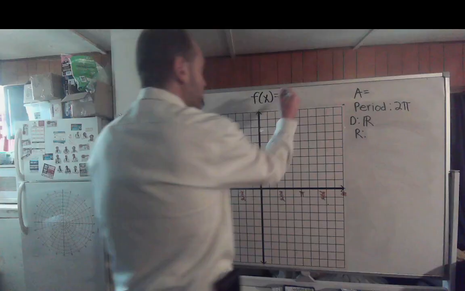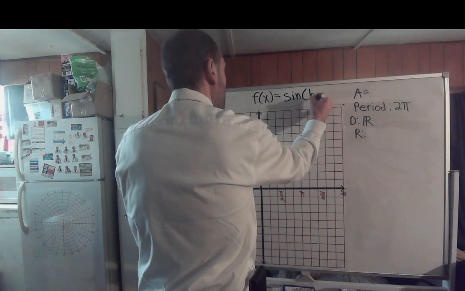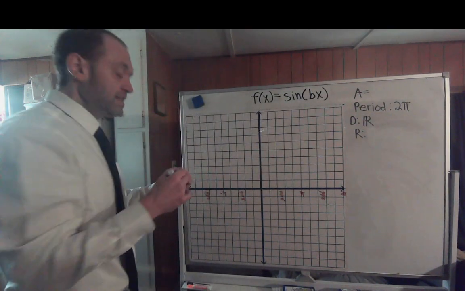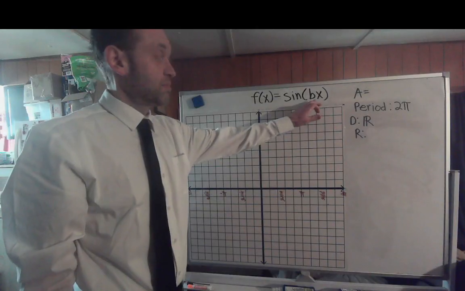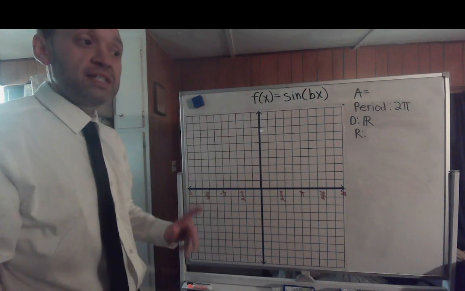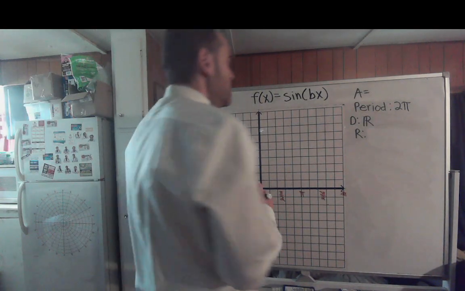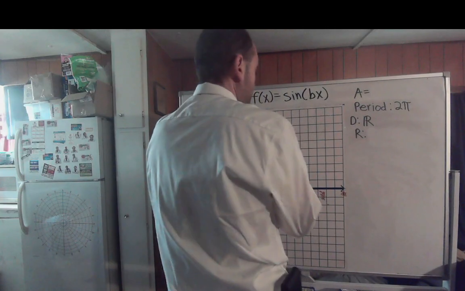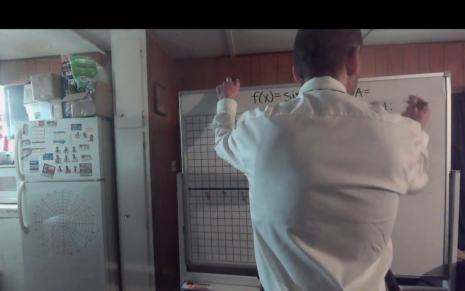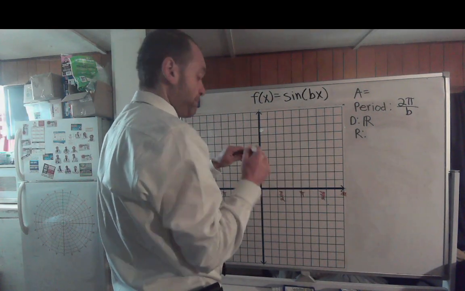So let's say in general you have the sine of bx. Inside, whether it's the sine or the cosine function, you have some coefficient on the x. That totally affects your period. Your period is actually going to end up being 2 pi over b. Yes, the standard period's 2 pi, okay?